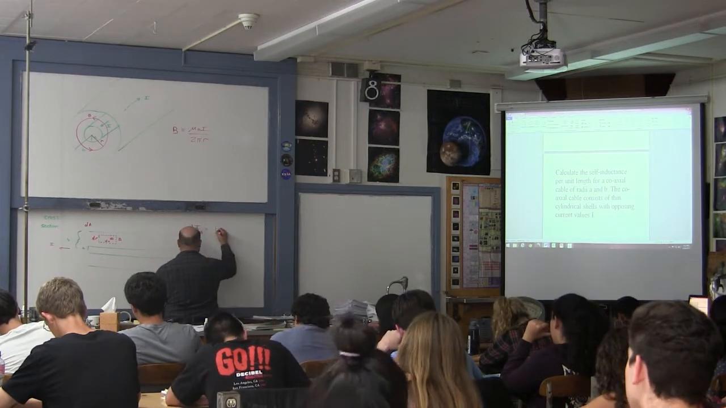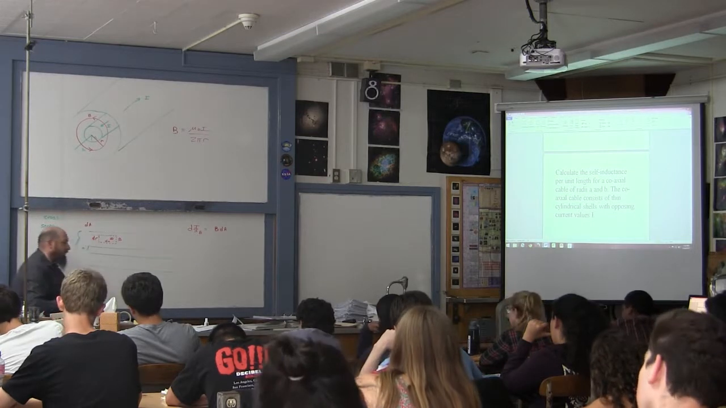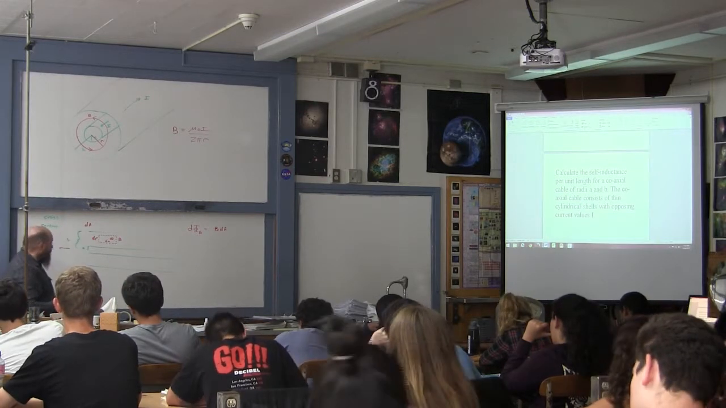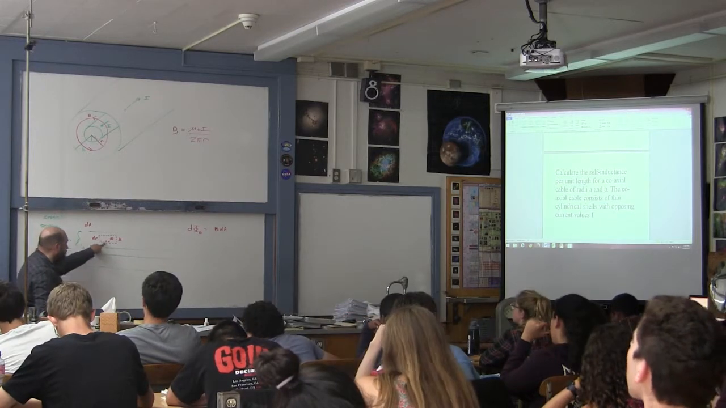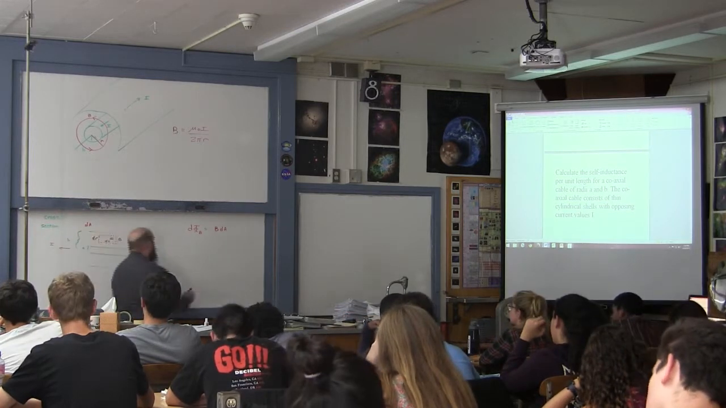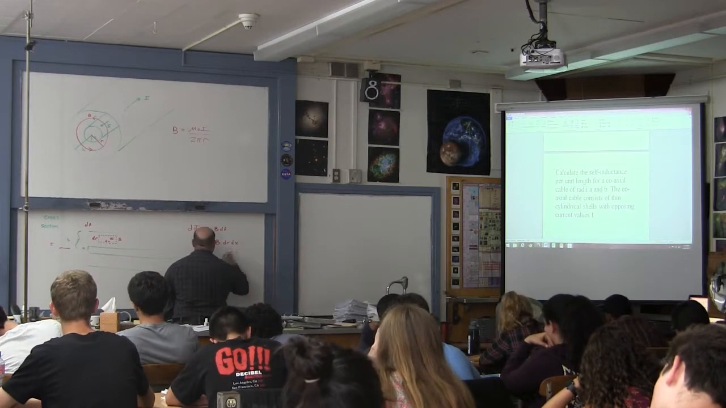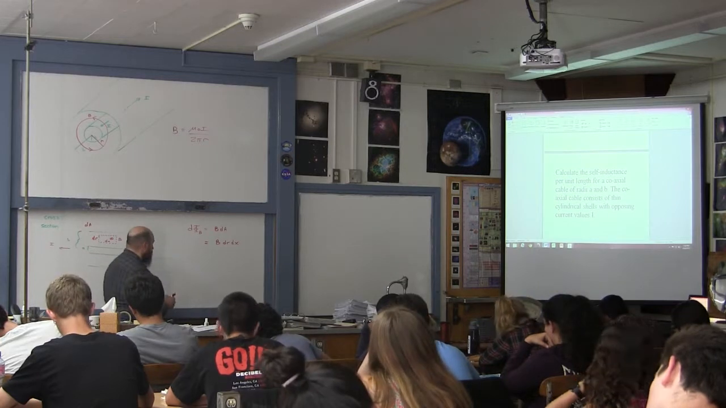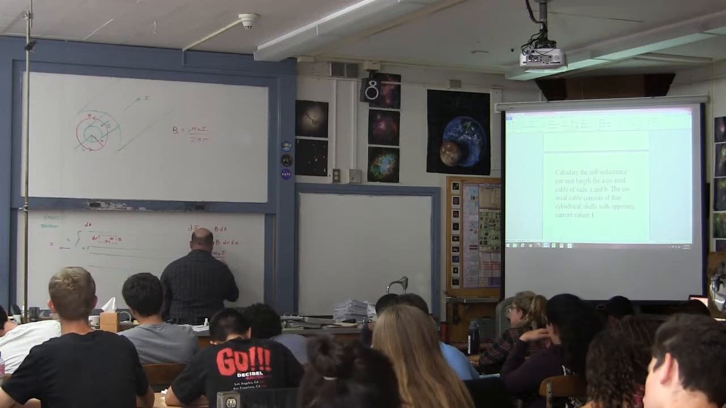It's going to be BdA, and then I am going to have it integrated in this case. Okay, now the area dA is just a little rectangle, so it's dr times dx. Think about it. Okay, now the B is mu naught I over 2 pi r.